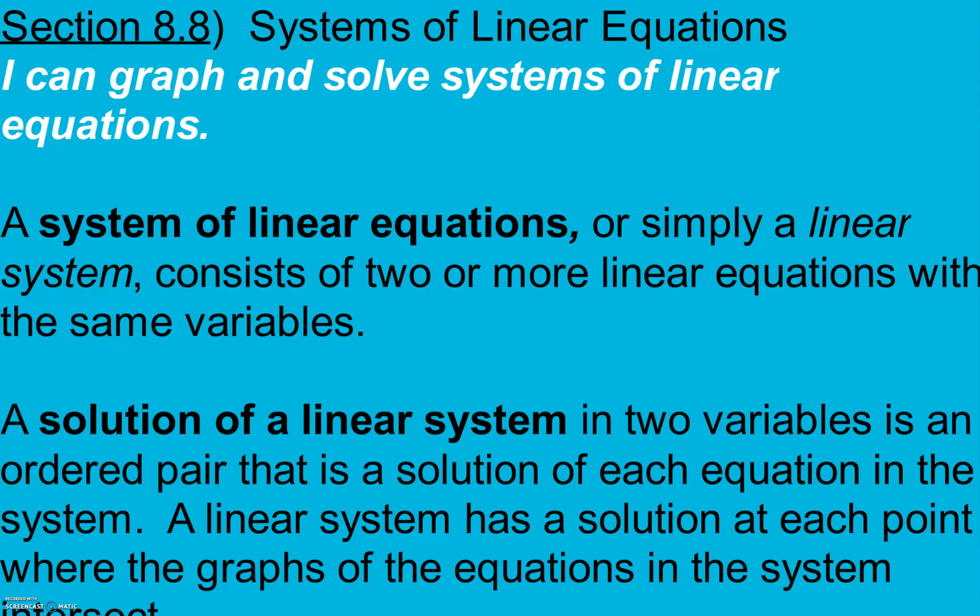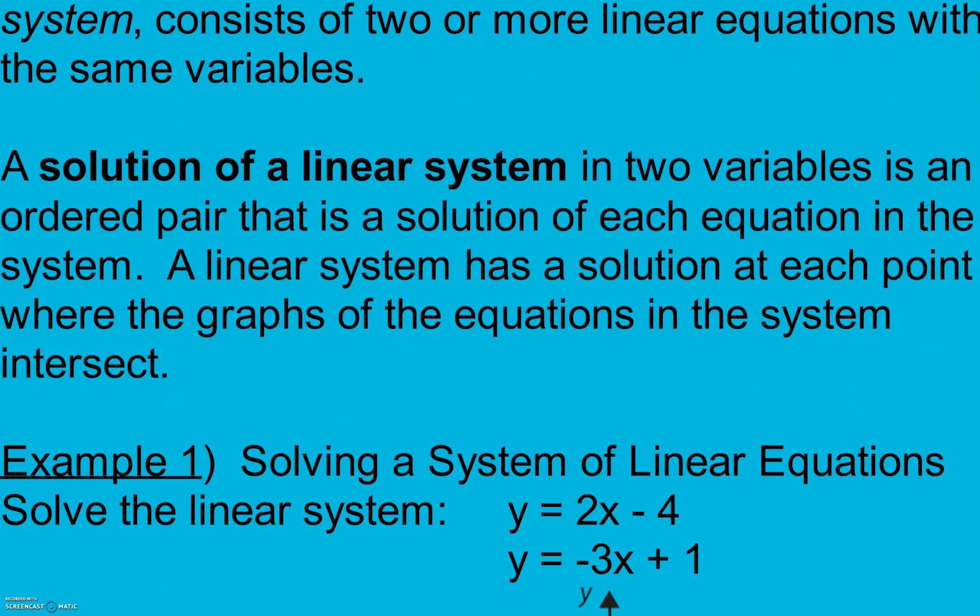Section 8.8 is Systems of Linear Equations. I can graph and solve systems of linear equations. A system of linear equations, or simply a linear system, consists of two or more linear equations with the same variables. A solution of a linear system in two variables is an ordered pair that's a solution of every equation in the system. A linear system has a solution at each point where the graphs of the equations intersect.